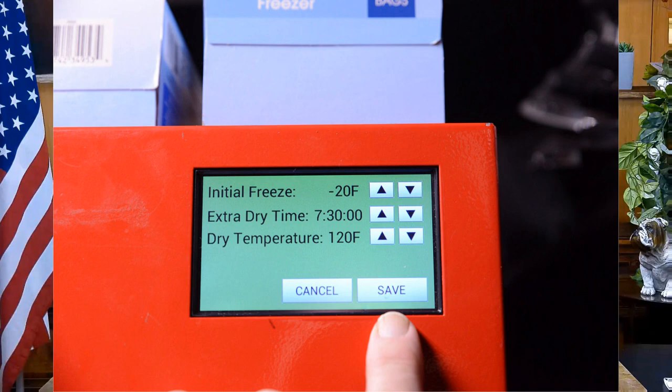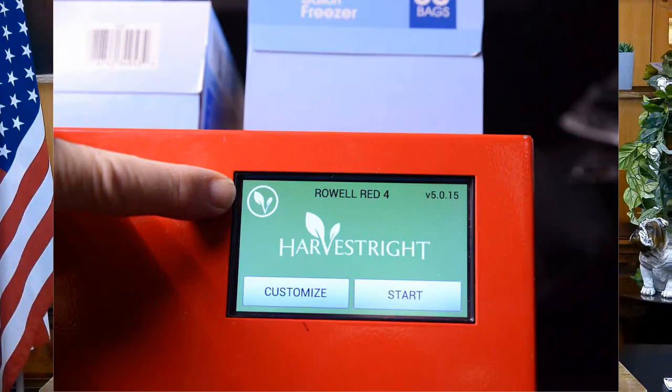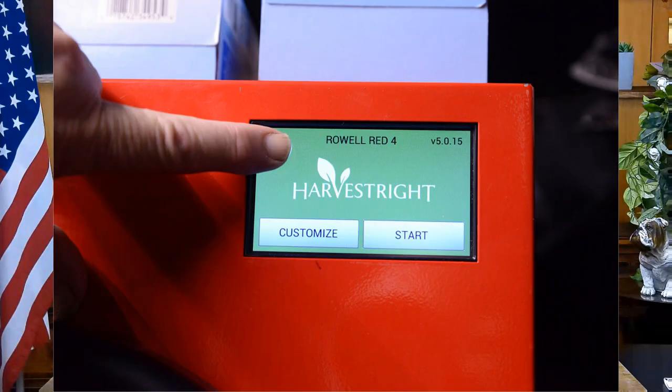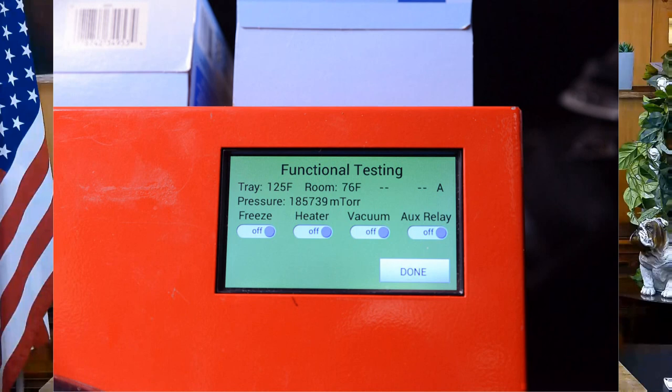Okay, now once you get back to the home screen, I'm going to show you where the hidden button is. And I'm not quite sure why Harvest-Rite hides the button and makes it so that people at first glance don't readily know it's there. But you see that Harvest-Rite logo? If you touch that Harvest-Rite logo, you're gonna get this screen. And this is your function testing screen.